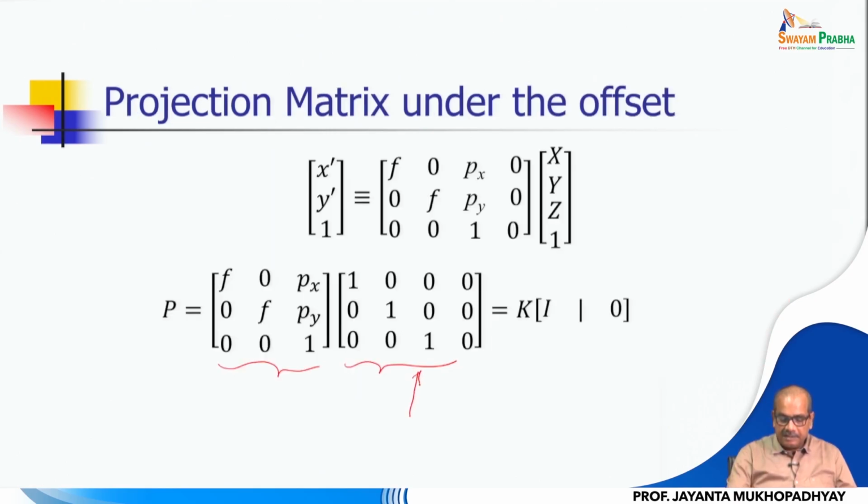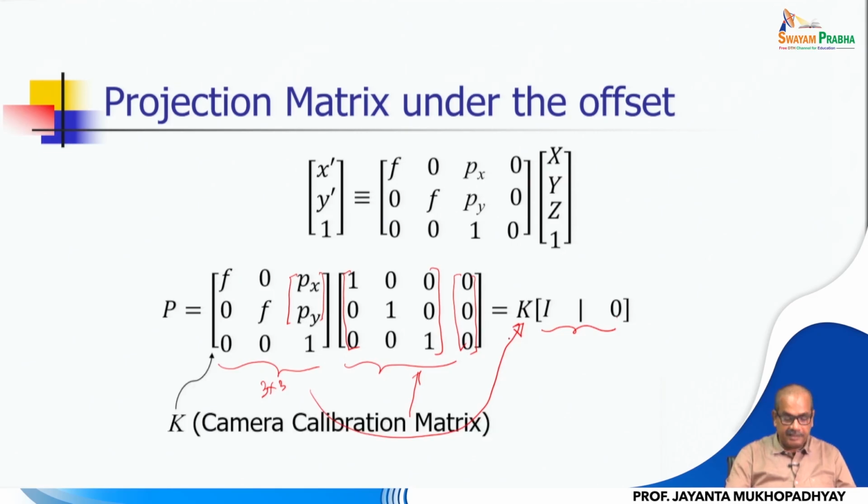Once again, we observe this is the canonical projection matrix in the form of I and 0. So I means the identity matrix and 0 is this column vector. So this is the canonical form. We can separate it out, and this 3 cross 3 matrix now has another 2 elements, Px, Py. This matrix is denoted by the notation K. We will see that this notation is used uniformly. There is a separate name for this matrix, which is called the camera calibration matrix. So K is called the camera calibration matrix.